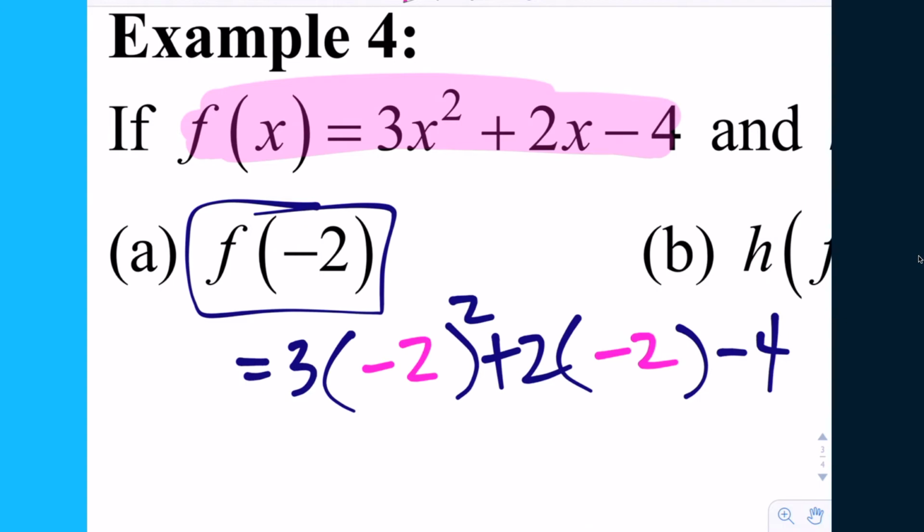Careless mistakes with order of operations, okay? Now, I recommend doing this. Some people decide that they don't want to do it, and guess what? If you get it right, that's fine, but a lot of people don't do it this way, and they get it wrong.